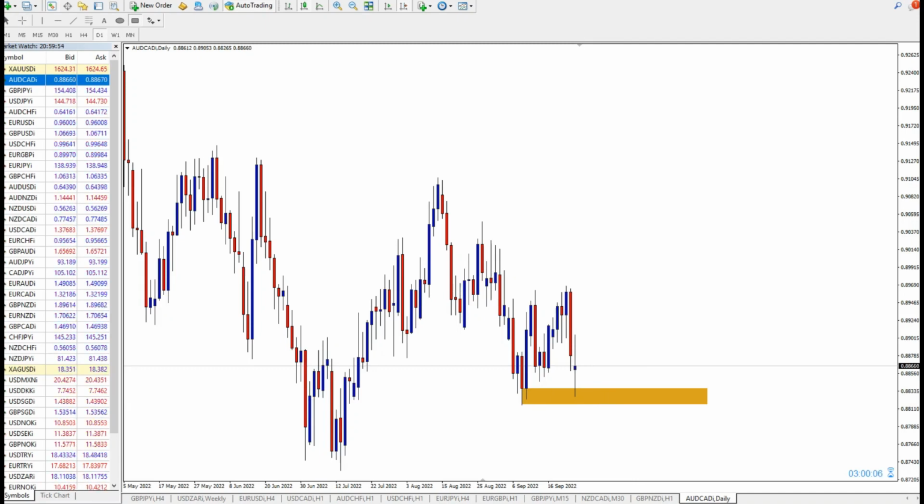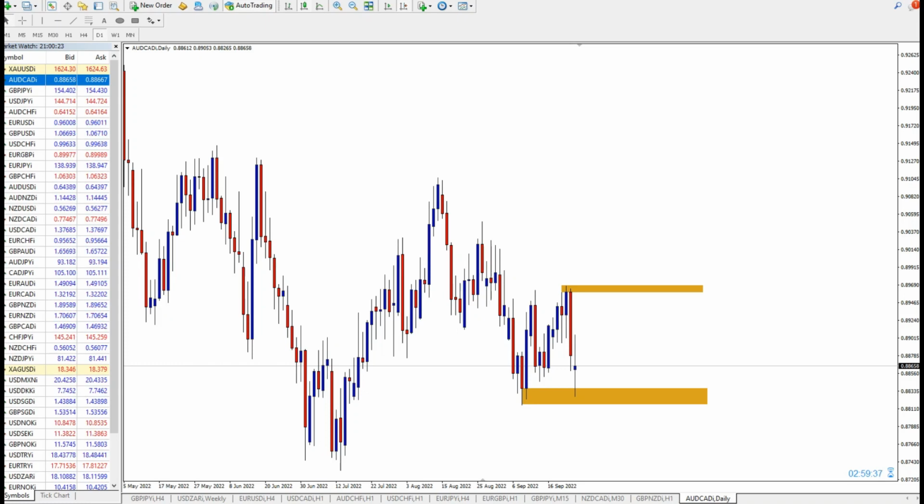On the bullish side, we do the same thing. Let me just start from the beginning. For bullish reversal zones, you start from the close of a bearish candle to the highest wick between the bearish and the bullish candle.